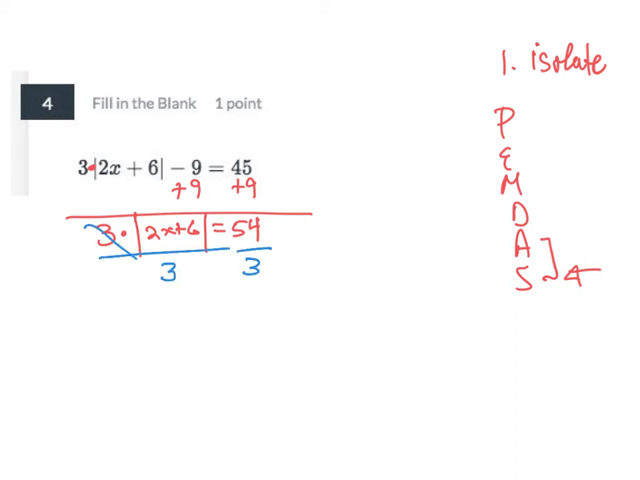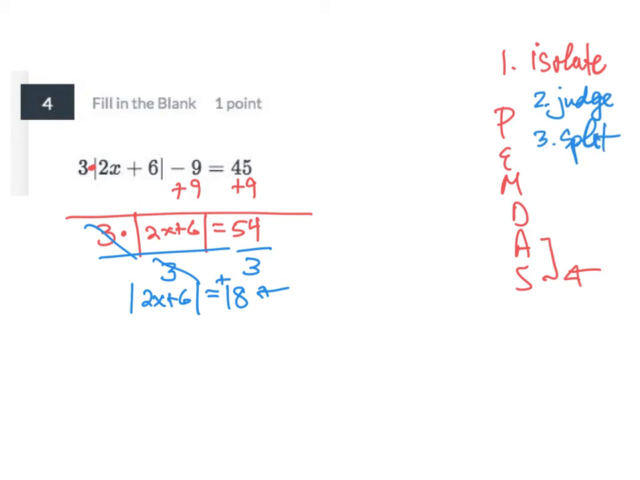So we're going to say 3 divided by 3 is 1. We're going to say the absolute value of 2x plus 6 equals 54 divided by 3 is 18. Now we're going to go ahead and judge. Who are we judging? We're judging the 18. That is a positive 18. Because it's a positive 18, we are going to split.